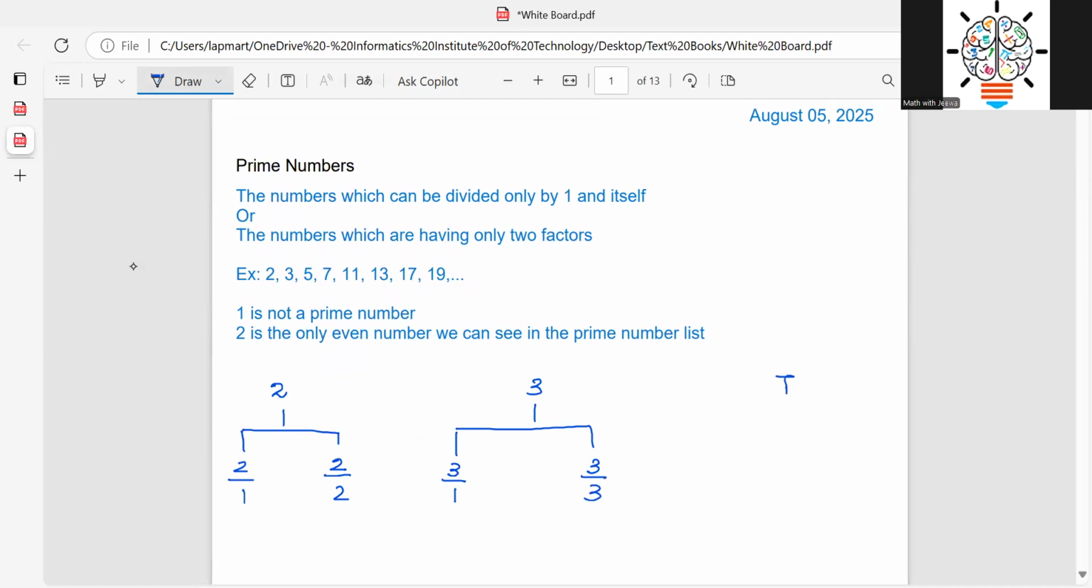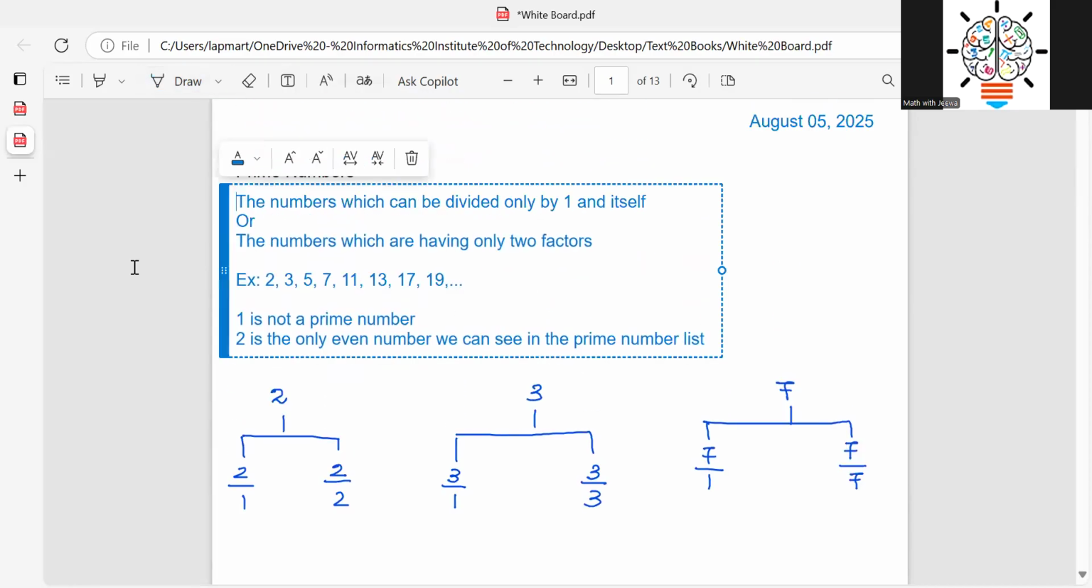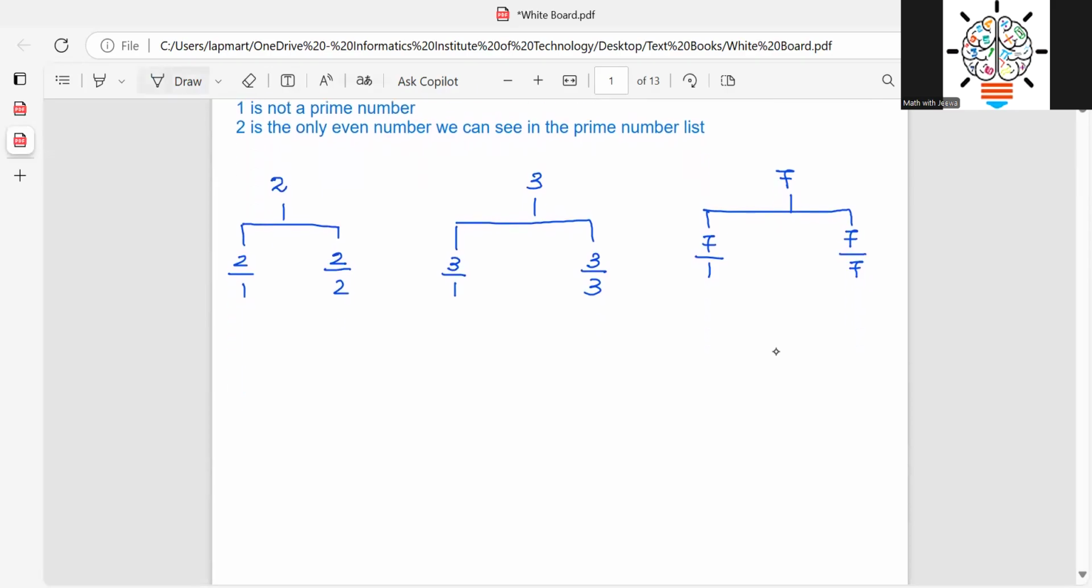Let's take 7. So what happened? 7 can be divided by 1 and 7 can be divided by itself. So these are prime numbers. Now here I'll use the curly bracket. So these are prime numbers. Right. So then you just take 4.